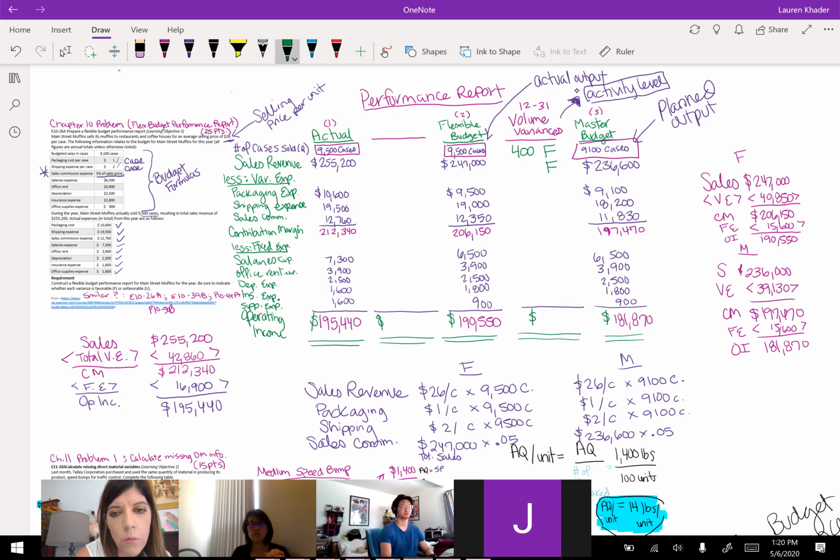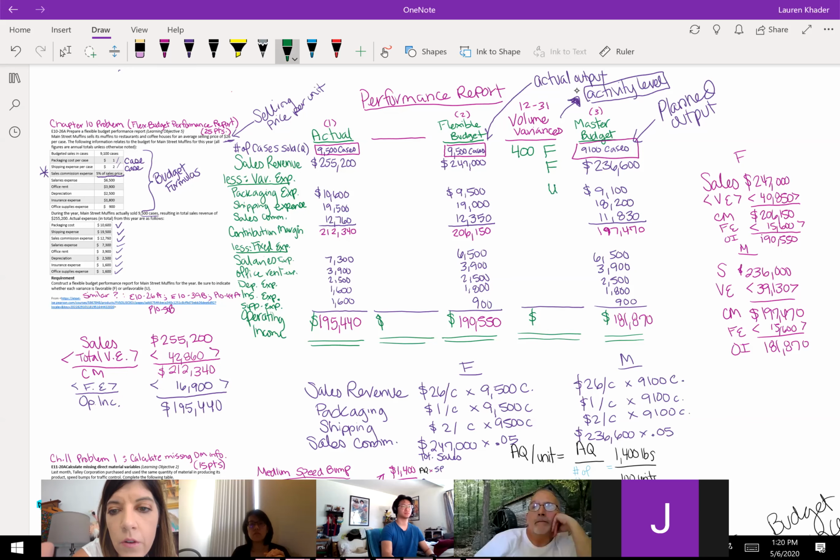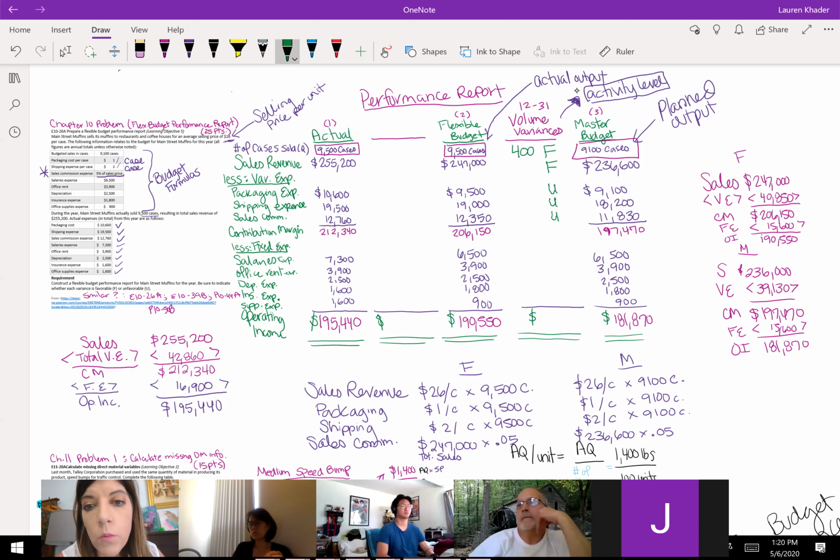Unfavorable, the opposite. If we sell more units than we were planning for, then we're going to have more expenses than we were planning for, variable expenses. So to calculate the variance, we're just going to compare the absolute value of the flexible budget column 2 minus 3. So positive numbers only.